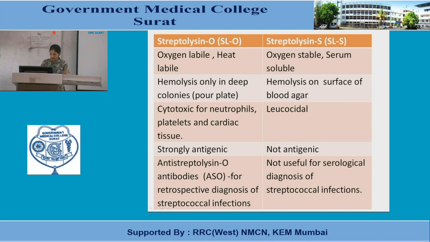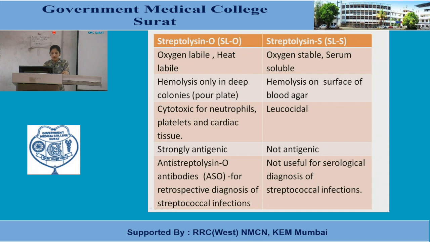Here there are two hemolysins, which are most important. One is streptolysin O and one is streptolysin S. Streptolysin O means oxygen labile and heat labile, and S stands for oxygen stable and serum soluble. Now these are the differentiating points, because streptolysin O is used for a variety of serological tests for the diagnosis of rheumatic fever. So streptolysin O is most important for diagnostic purposes.